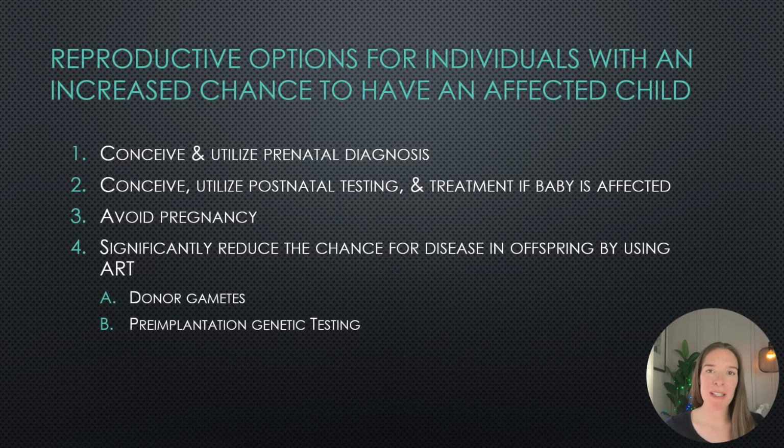Now that we've covered the basics of assisted reproductive technology, so we've talked a little bit about ICI, IUI, and IVF, let's talk about what options are on the table if an individual or a couple has an increased chance to have a child with a genetic condition. One of the first options an individual could consider is just spontaneously or naturally conceiving, if that's an option, and then utilizing prenatal diagnosis, so testing during pregnancy or screening during pregnancy to see if the pregnancy is impacted.